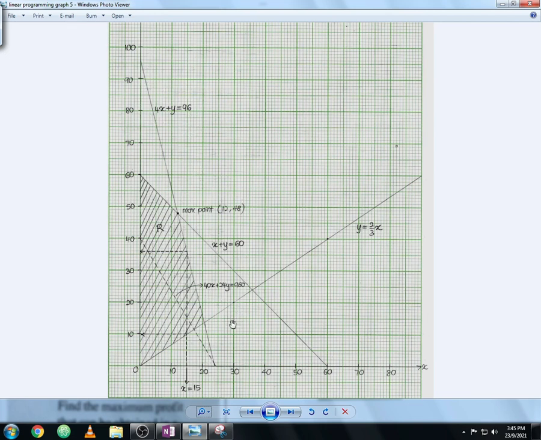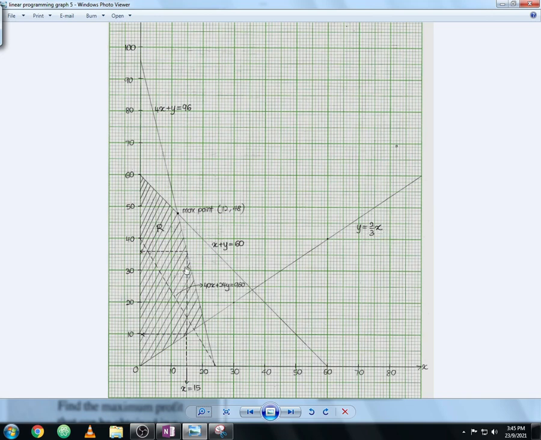Okay, moving on to the third straight line where y equals 2 over 3x. In this case I choose 2 points: the point (30, 20) and the point (60, 40). You can choose any 2 points, and then you plot the straight line. It's very easy. So that's how I get this third straight line where y equals 2 over 3x.